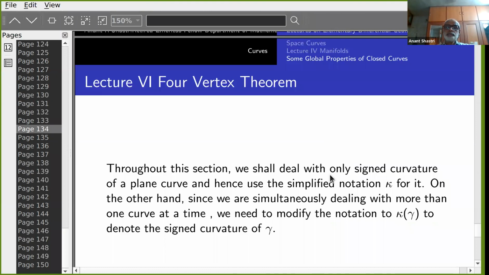So now I come to the last topic in the third chapter of your book. A very interesting geometric topic. It is called Vertex Theorem. So this is going to be somewhat short. Nevertheless, what I am going to do is not the proof that is given in the book, but something different.